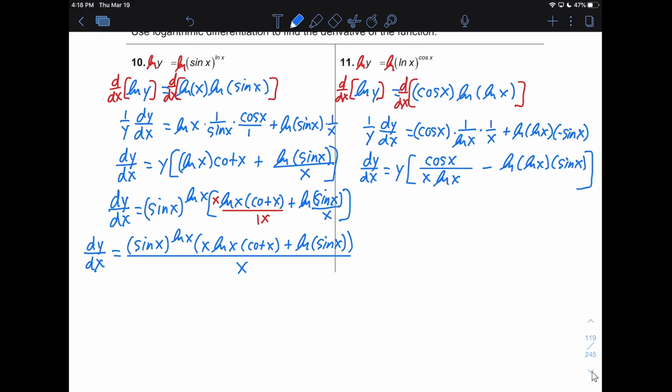So then dy dx is going to equal ln of x to the cosine of x, and then times this quantity, cosine of x over x ln x, minus ln of x sine of x. And I believe that is the end of 3.6.